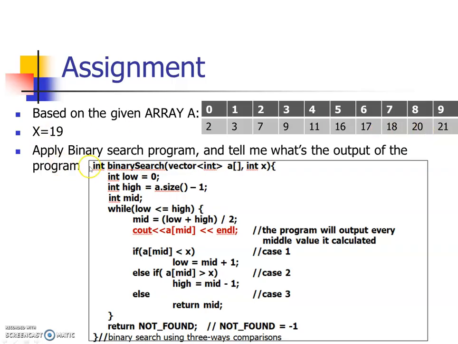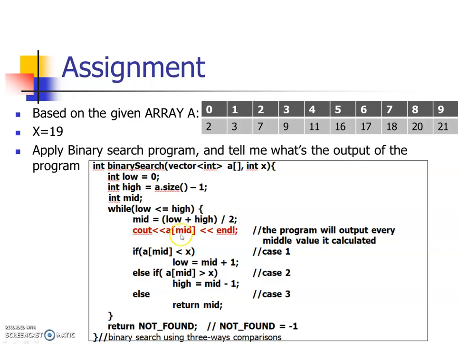I want you to use the same program that we have discussed with just one modification. I have a cout over here. So let's take a look at this program again. Design the low index, high index, and create a middle variable. While low is less or equal to high, we will calculate the middle value. Whenever we finish this line, we will have a middle value, a middle index, available.